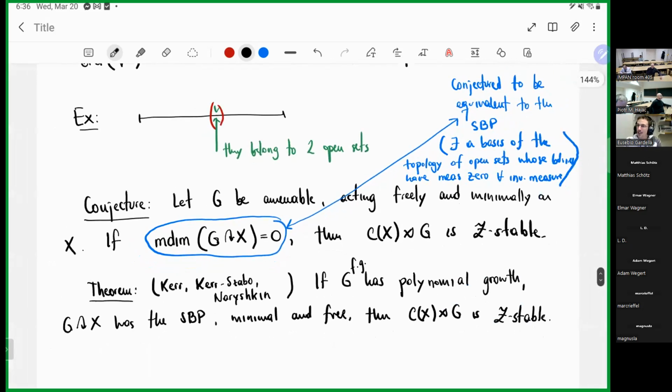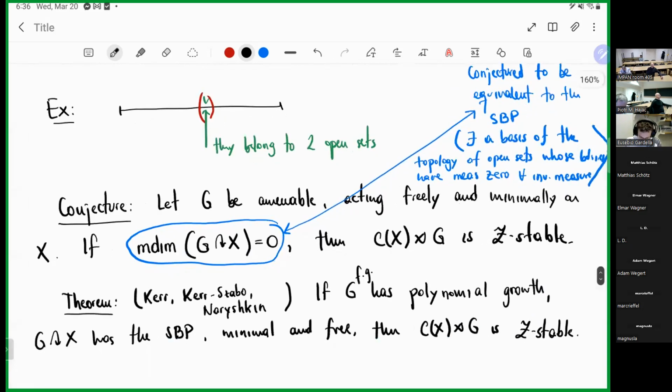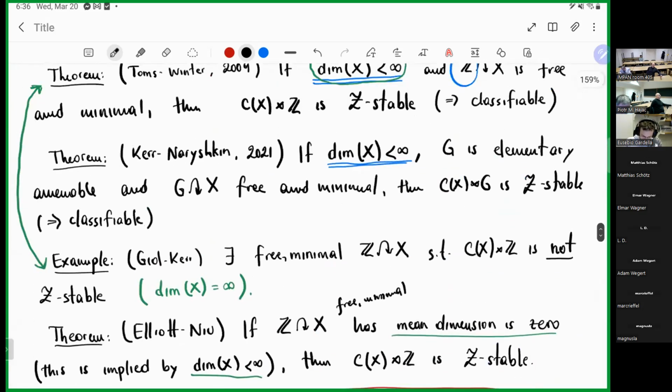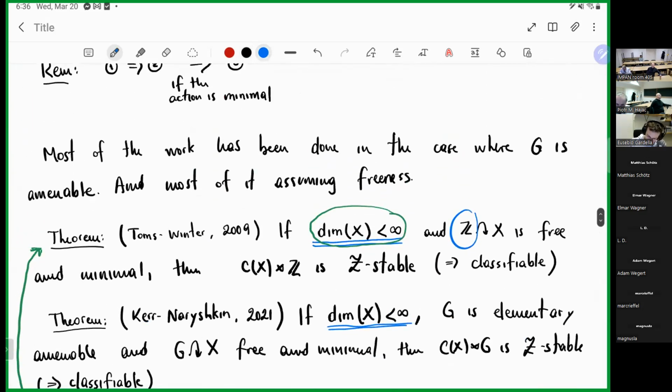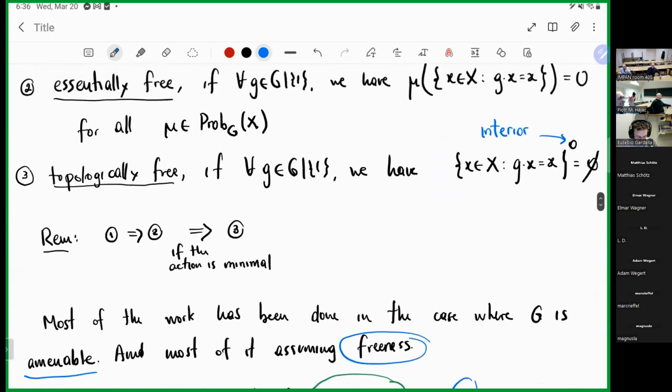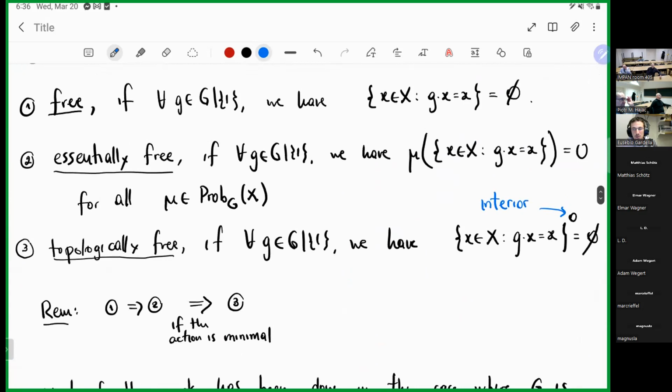But let me rewind a little bit in the story that I was telling you. I told you that most of this work has been done assuming that the group is amenable, and actually that the action is free. Right? And I tried to convince you that the natural assumption in this context is topological freeness, because it's a minimal one that you need for classifiability.